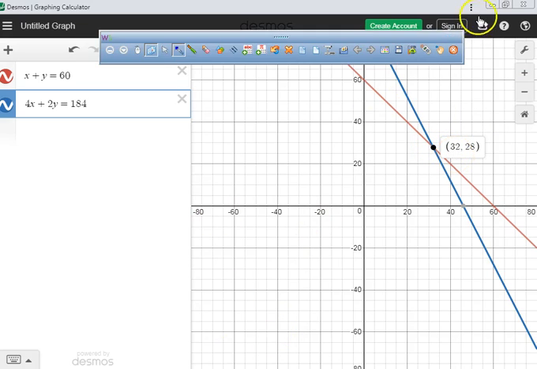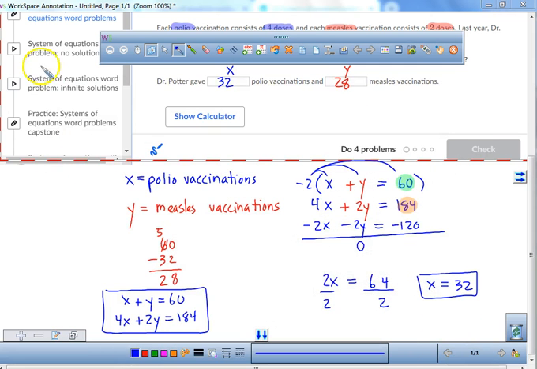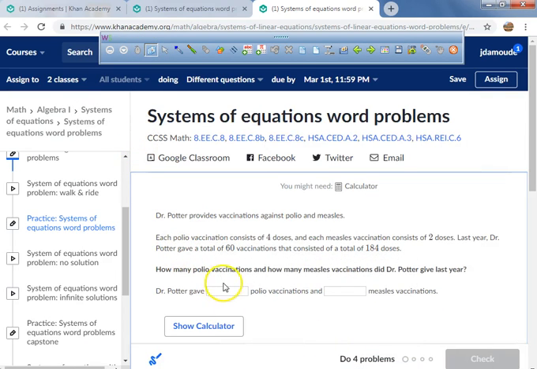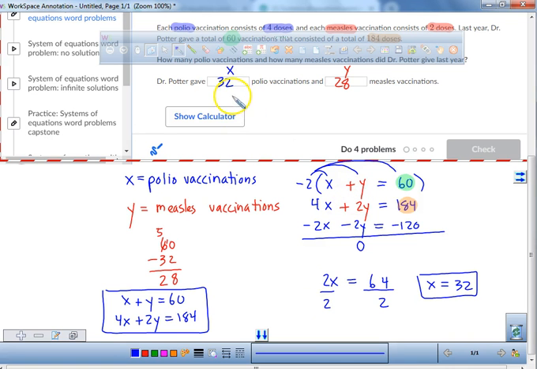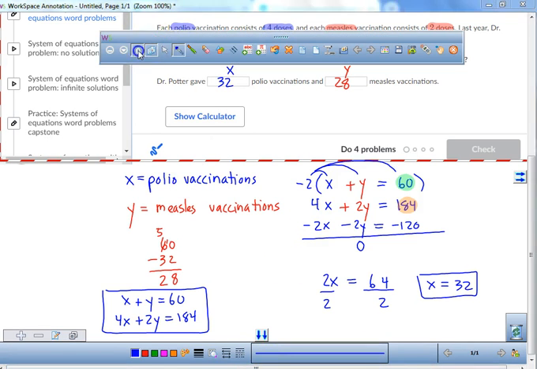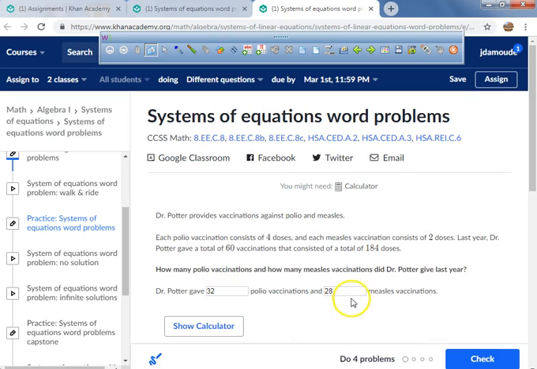So now that I know that, what is Desmos great for? Helping you check your work by hand. Okay? For those of you who like shortcuts, it just helps you get to the answer. All right? 32 and 28. So 32 polio. Oh, wait, hold on. Did I mess up here? Hold on. X is what? We got to make sure we get this right. All right? So X is polio. Good. Just making sure. Let's go back to our screen. 32 polio, 28 measles. All right. Voila. There we go.